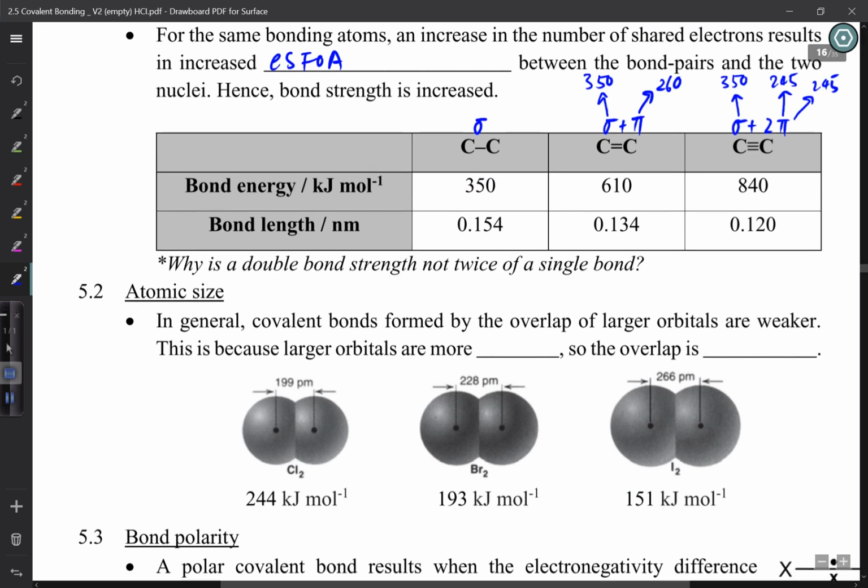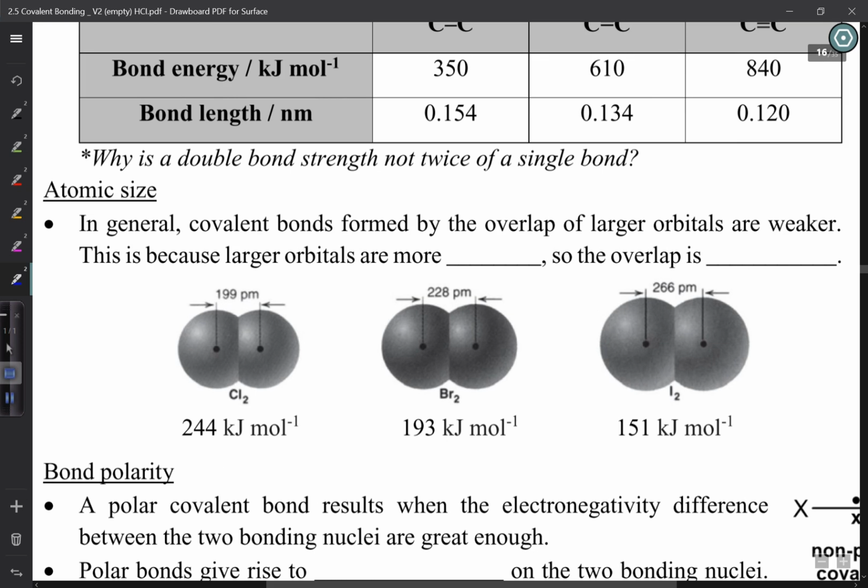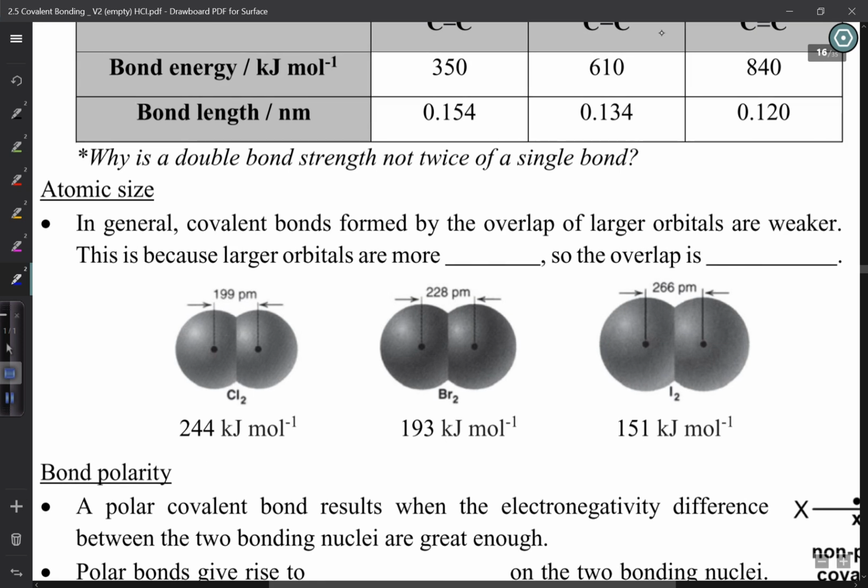The same goes, for example, if you compare CO single bond, CO double bond, and CO triple bond. It's the same explanation. The next factor will be atomic size. So now if you compare Cl2, Br2, and I2, you can see that the bond energy decreases from 244 to 193 to 151.